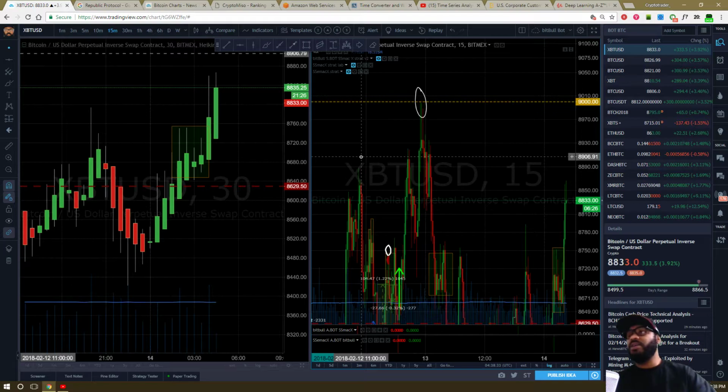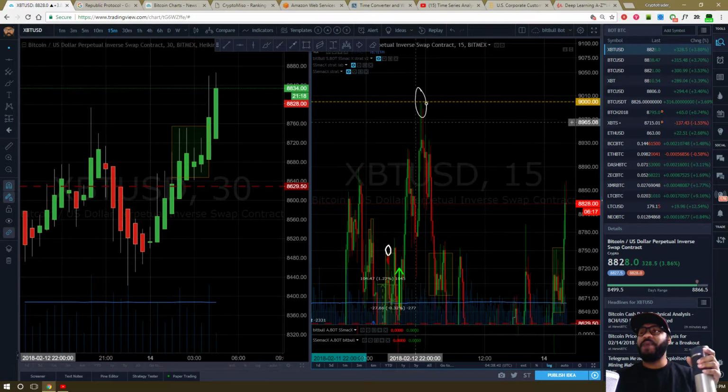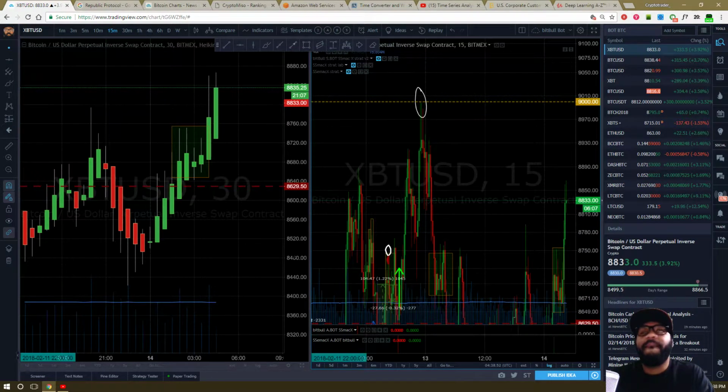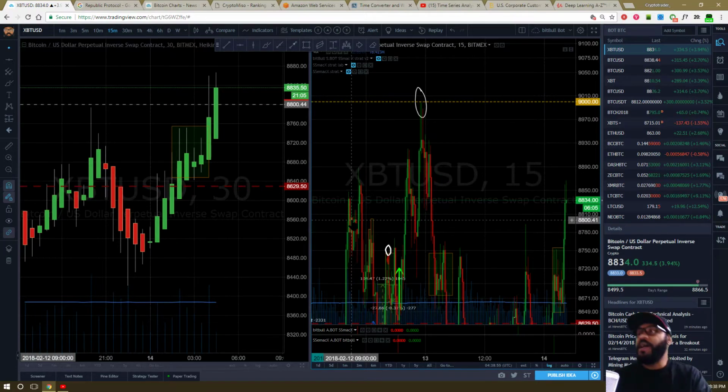Unless everybody just says, you know what, time to buy Bitcoin, and they just flood the market. I don't really see us going that much higher until we bypass these zones right here, which could be right now. Could be. So how would you trade this?